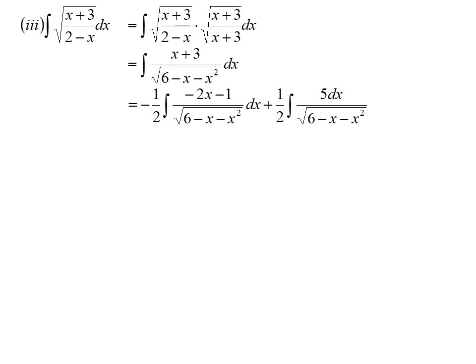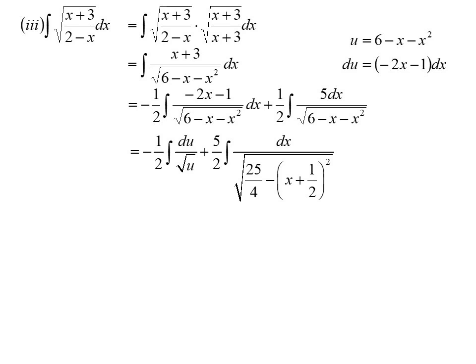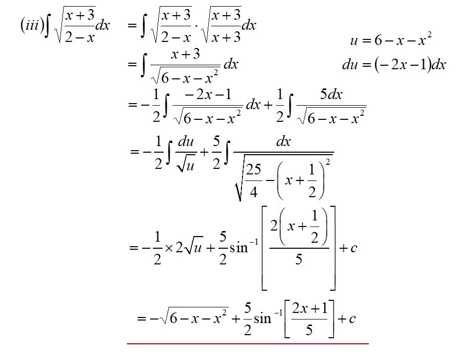5 on 2. For some reason I put the 5 in there, and why wouldn't I just put 5 on 2 out the front? Doesn't matter. Got to complete the square on the second one. I've got du on root u on the first one. So we get minus root 6 minus x squared, and this one is in the form of an inverse sine.